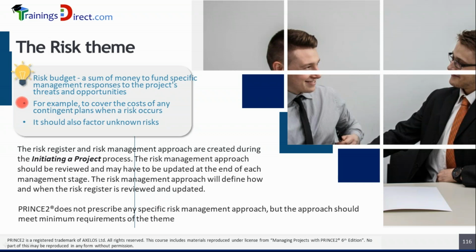Therefore, we see here, for example, to cover the costs of any contingent plans when a risk occurs. A contingent plan is a plan which is triggered or an action which is triggered based on some warning sign. For example, if there is a smoke, then maybe it's a sign that there could be a fire soon. Similarly, in projects, if there is some lack of productivity, it may indicate a lack of motivation, which could lead to delay in a project.